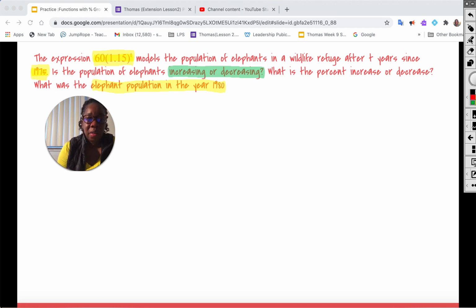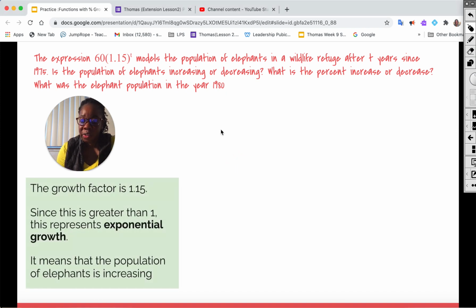Based on the information that is given, we can assume that this is a growth factor. If we think about the general form of the exponential function, y equals a times b to the t, then b in this case is 1.15, and our initial value is right there.